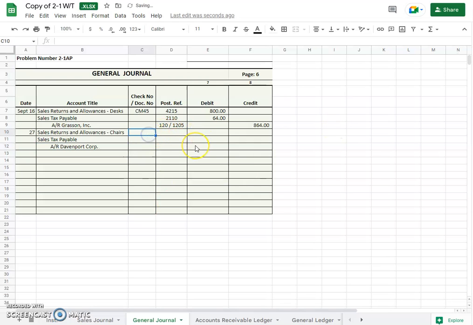All right, credit memorandum 46. So our chair return amount was $75. The tax associated with that is 75 times 0.08. And then the total, we'll just add them together, is how much accounts receivable will be reduced by. I'm going to quickly post these. $75 to sales, returns, and allowances. Chairs.